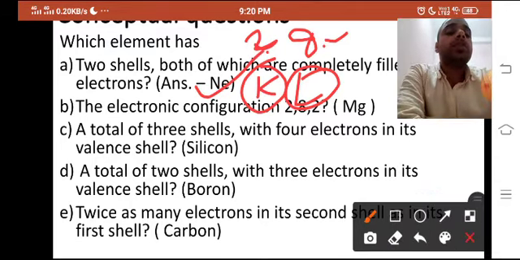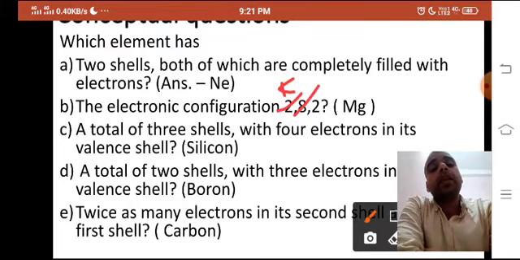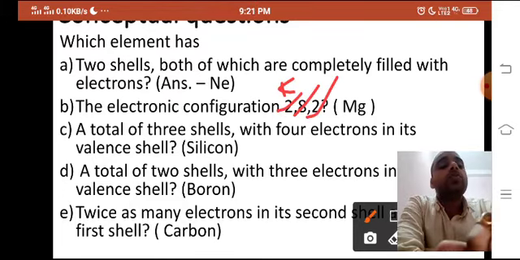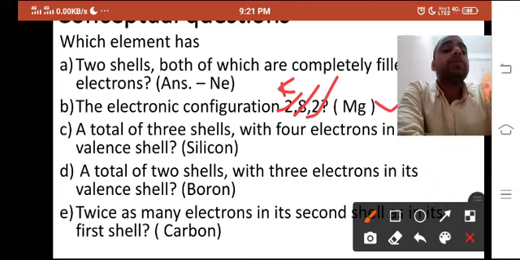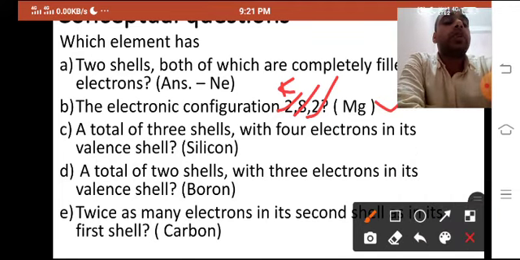Okay now the next question you can see, the electronic configuration 2, 8, 2. If you add all these electrons from the first shell, the second shell, K 2, then L 8, then 2, so 2 plus 8 plus 2, that will give you 12. So the atomic number is 12, so that one is magnesium, which has atomic number 12.